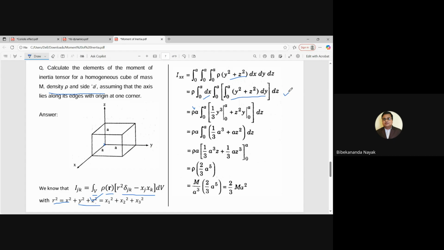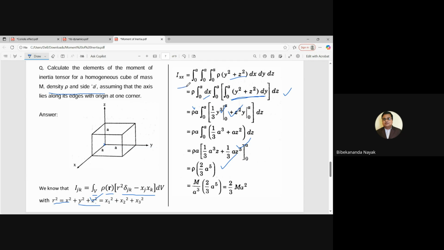First integrate with respect to z, then it will be y square z plus z cube. Or first integrate over y: y cube by 3 plus z square y. Then again integrate with respect to z, so it will be y cube z plus z cube y. In place of y, putting a, we get a cube z plus a z cube. But z is also 0 to a. Putting that, we have 2 by 3 a to the power 5.